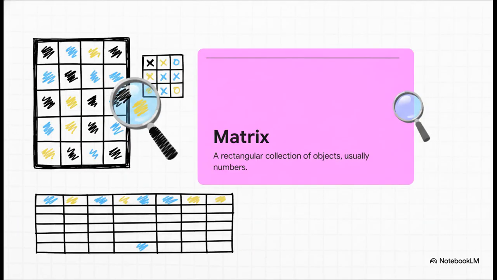So, what is a matrix? Well, at its heart, it's just a simple grid of numbers. Seriously, think of a spreadsheet or even a tic-tac-toe board. It's just an organized collection of information in rows and columns. And believe it or not, that simple structure is what makes them so incredibly powerful.